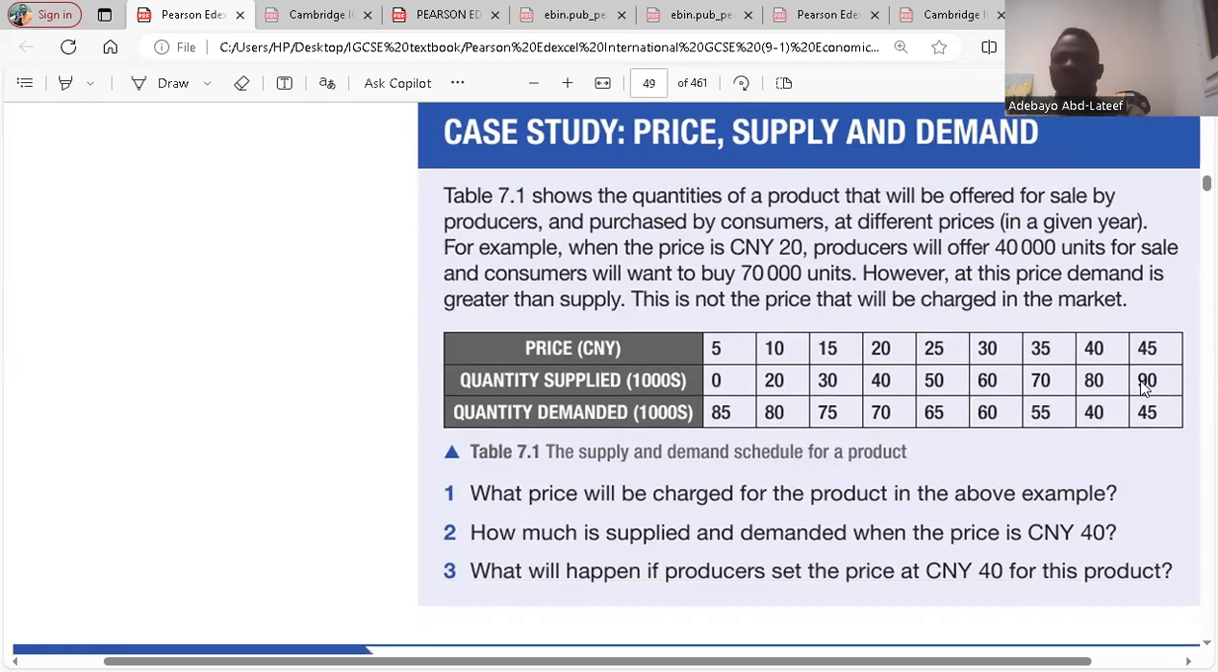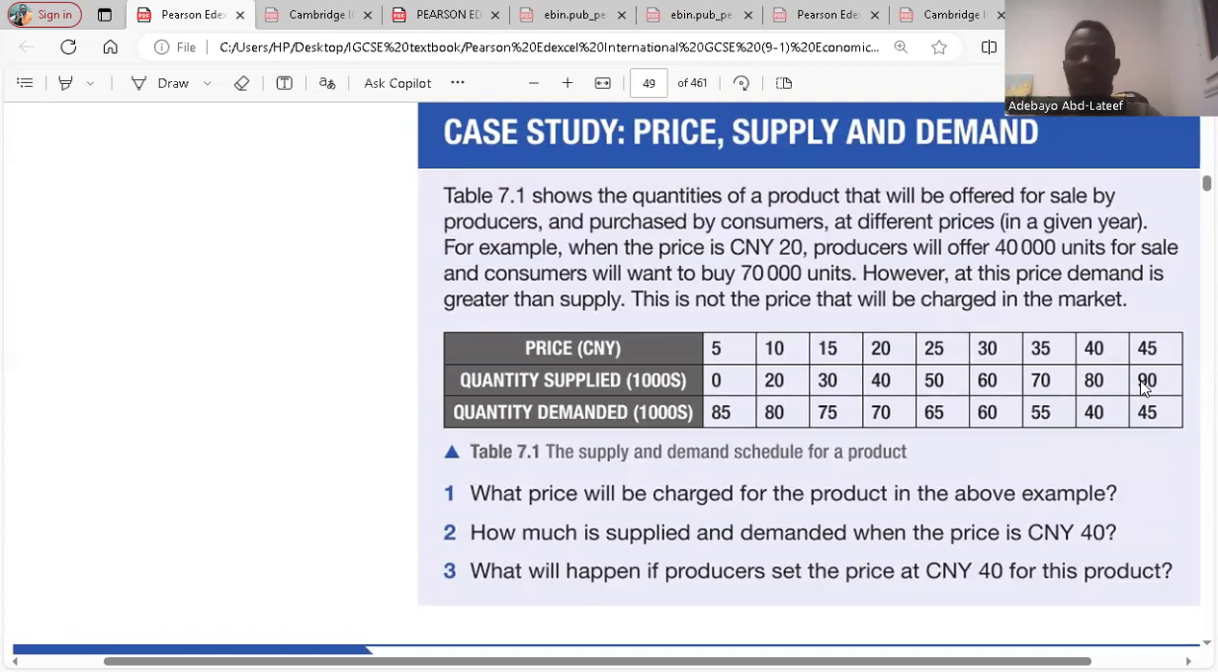So at the price of 20 CNY, the quantity supplied is 40, the quantity demanded is 70. So that means demand and supply are not equal. At this price, this is not the price the market will be charging, because the market must charge a price where demand and supply are equal, like 30.